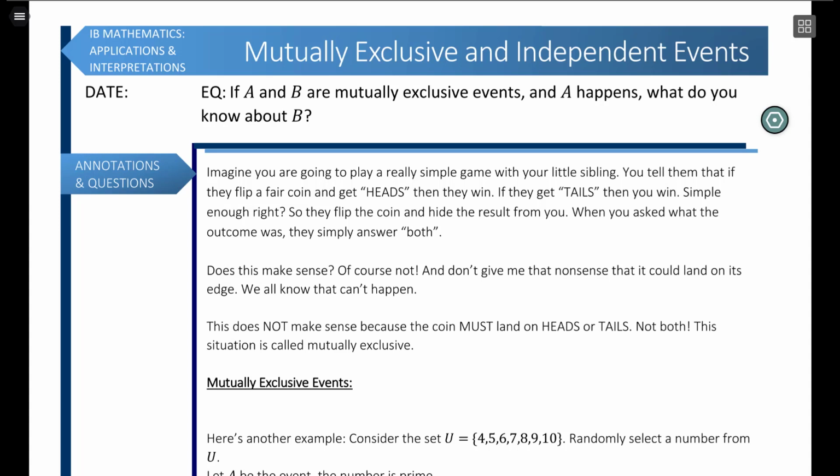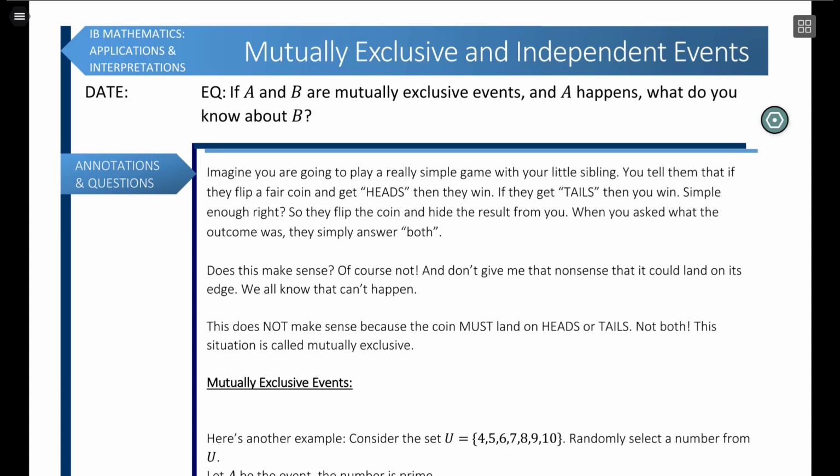Now, imagine you're going to play a really simple game with your little sibling. You tell them that if they flip a fair coin and get heads, then they win. If they get tails, then you win. Simple enough, right? So they flip a coin and hide the result from you. When you ask what the outcome was, they simply answer, "Both." That seems like a typical 4-year-old thing to do, right? Does this make sense? Of course not.